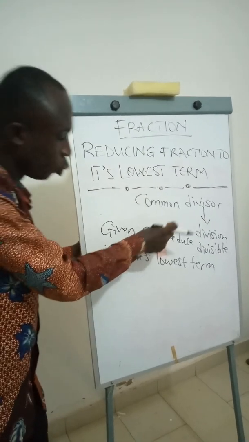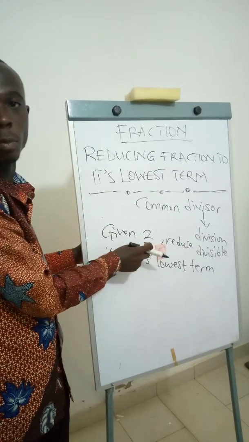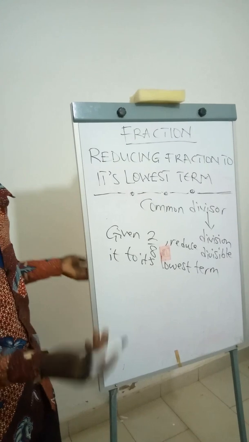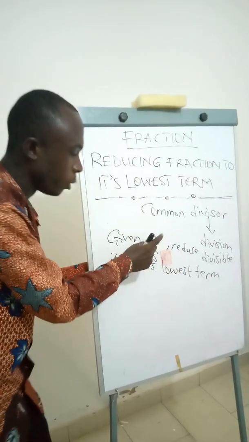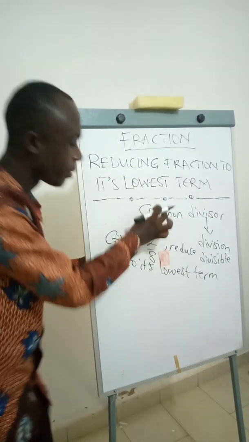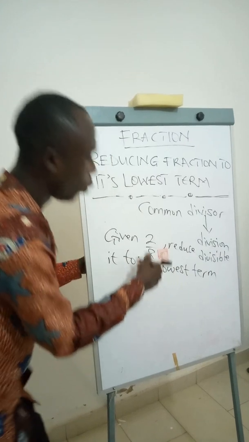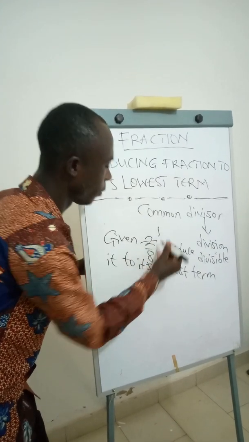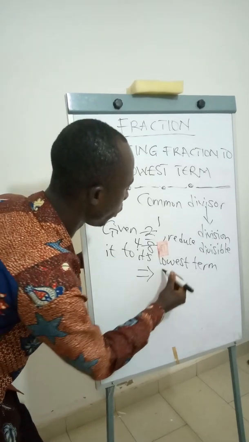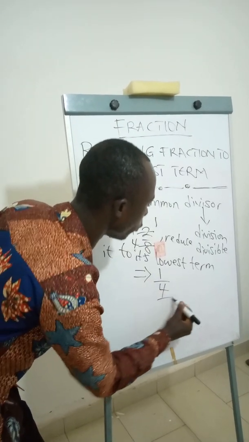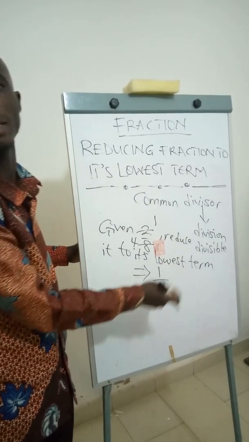So you see, 2 is divisible by 2 and 8 is also divisible by 2. So you choose 2, because we cannot use 4: 4 goes into 8, but 4 does not go into 2. It should be the same common divisor. So 2 goes into 2, how many? 1. You will cancel. 2 goes into 8, how many? 4. So we now have our final answer as 1/4. And we can't reduce this one to its lowest term again.